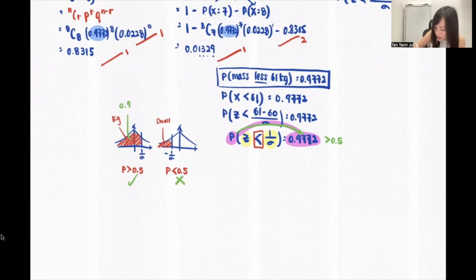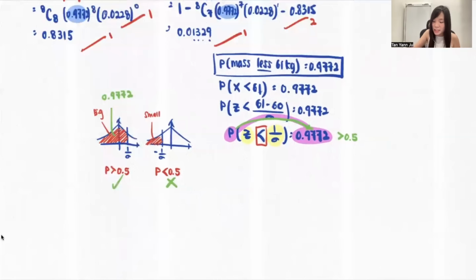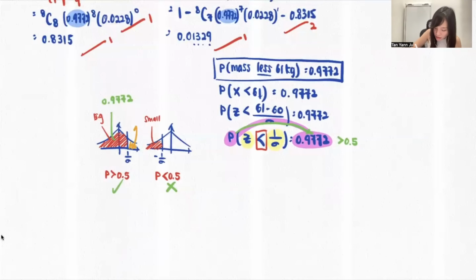So isn't this green color one 0.9772? Correct? But the problem is I cannot go to my table and find 0.9772, because this table only supports the small leg of the mountain. Small leg, that means all the corner. They cannot find the big ones. Anything more than 0.5 cannot be found. So how do I find this corner, my dear?